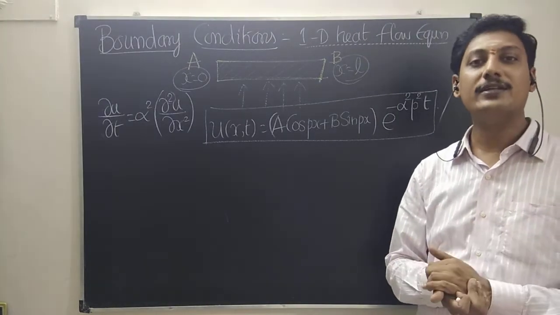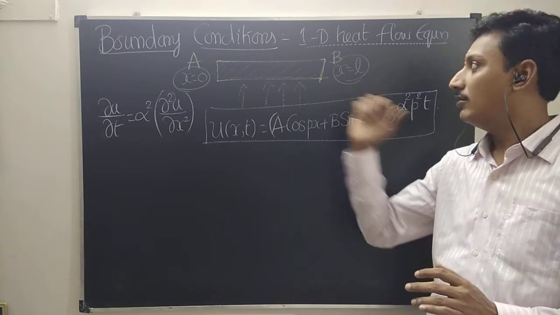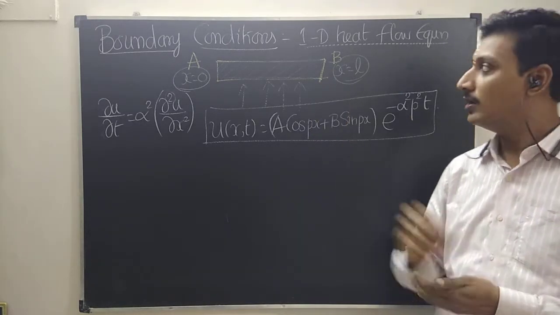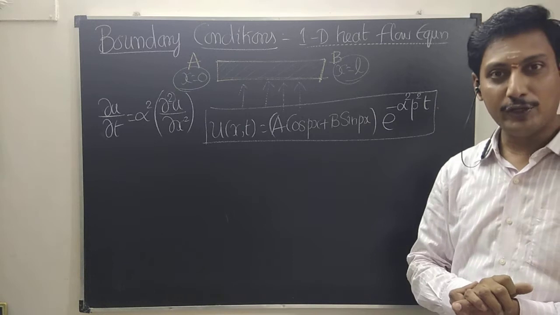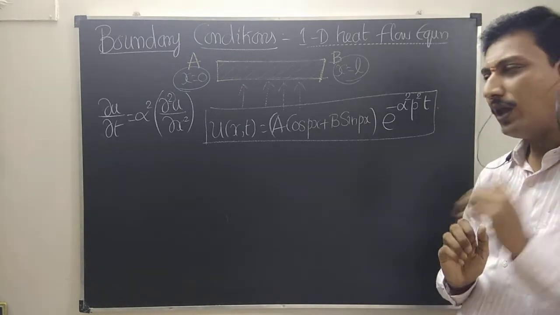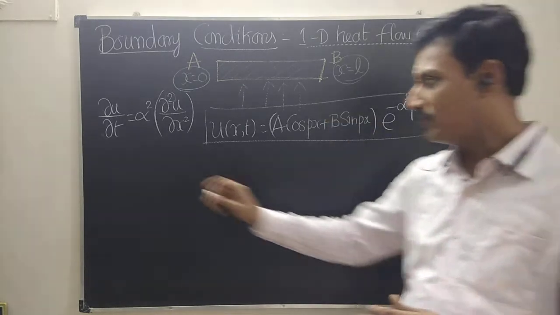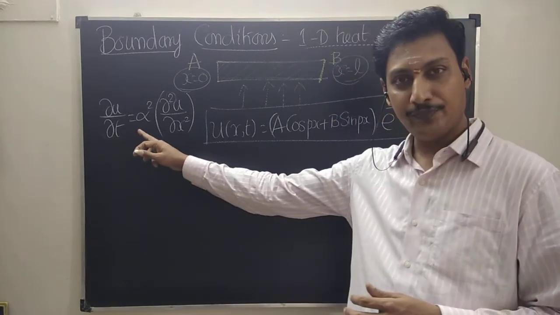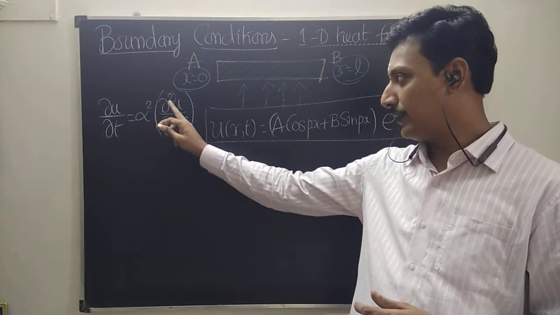What are the boundary conditions? What are the boundary conditions for the one-dimensional heat flow equation? First of all, what is the one-dimensional heat flow equation? ∂u/∂t = α² ∂²u/∂x².